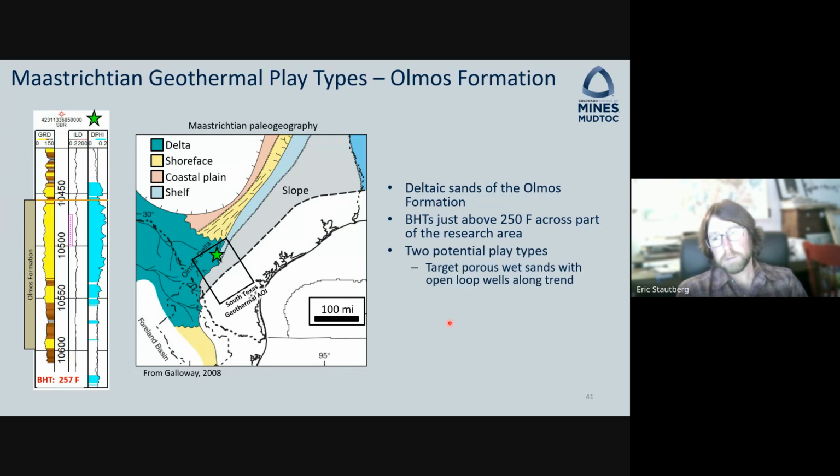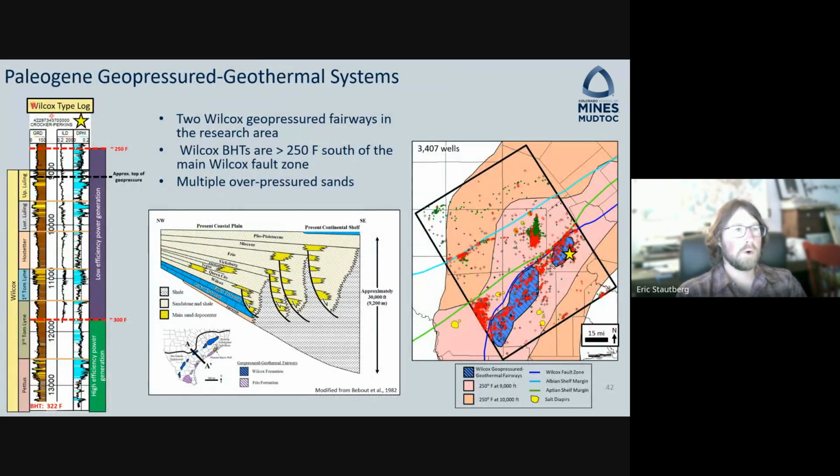And so there's two potential play types here. It's going off trend from some of these fields, looking for wet sands off structure and down dip, or repurposing some of these existing fields, because there are quite a few oil and gas fields in this Olmos section. Of course, like I mentioned previously, the Paleogene geopressure geothermal systems are of interest out here. These hot, highly overpressured sandstones have been proven that you can make geothermal energy from them.